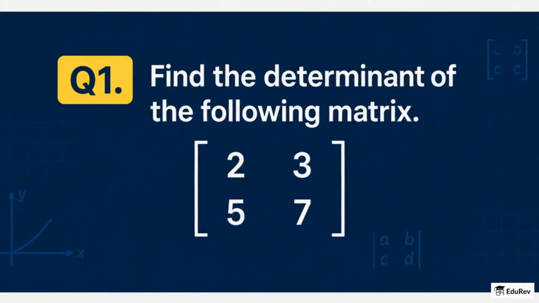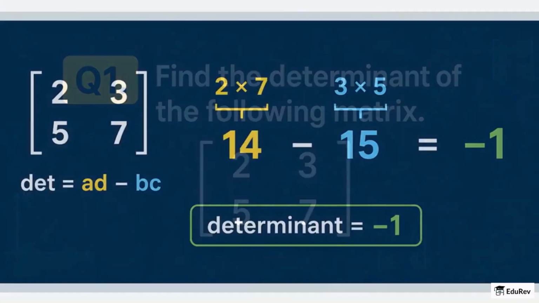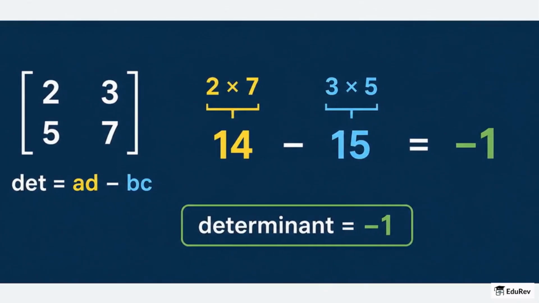Let us do a quick 2 by 2 example. Question number 1 asks, find the determinant of the matrix with first row 2 and 3 and second row 5 and 7. We compute 2 times 7, which is 14, then 3 times 5, which is 15. Subtracting gives 14 minus 15 equals -1, so the determinant is -1.